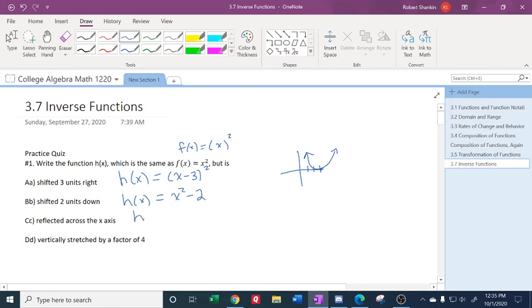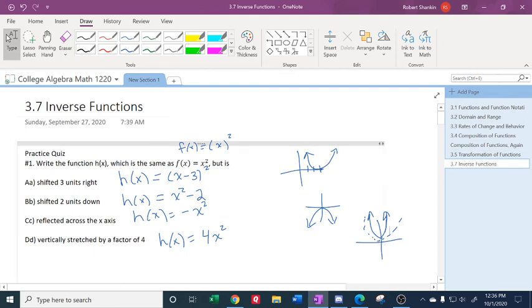Reflected across the x-axis, we put a negative sign. All the heights will be negative instead of positive, and we'll send it down like this. And vertically stretched by a factor of 4. That takes the normal parabola that would have been like this, and instead makes it go 4 times as fast vertically. So it's vertically up higher. It still goes down to the origin. I didn't make that graph very good. Because when you make 4 times the height of 0, you still have a height of 0.